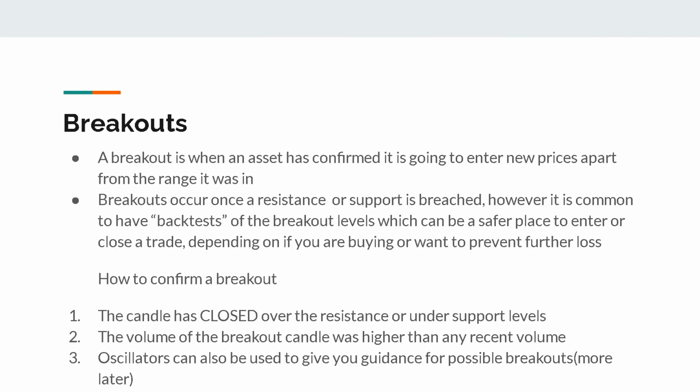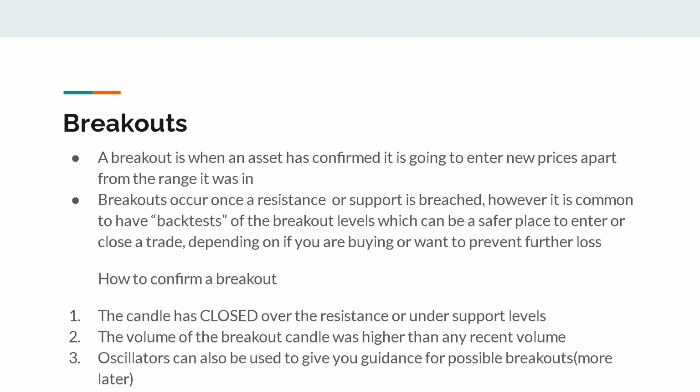So here come the breakouts. A breakout is when an asset has confirmed it is going to enter new prices apart from the range it was in. Breakouts occur once a resistance or a support is reached. However, it is common to have backtests of the breakout levels, which pretty much means you go back to where that resistance or support was and you test it to try and get that support resistance flip. This can be a safer place to enter rather than trying to buy the top of a breakout.